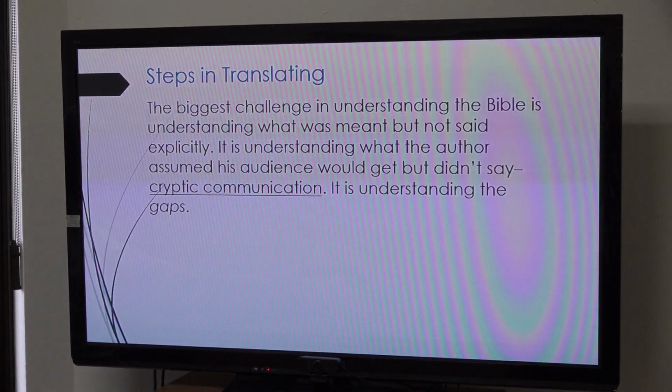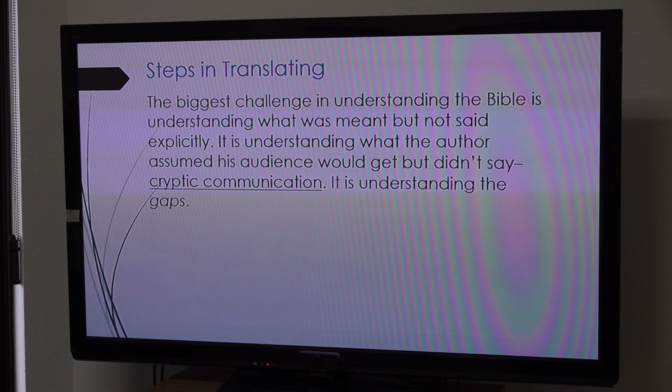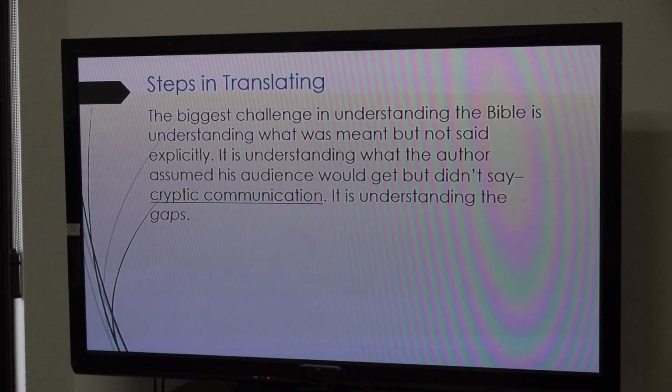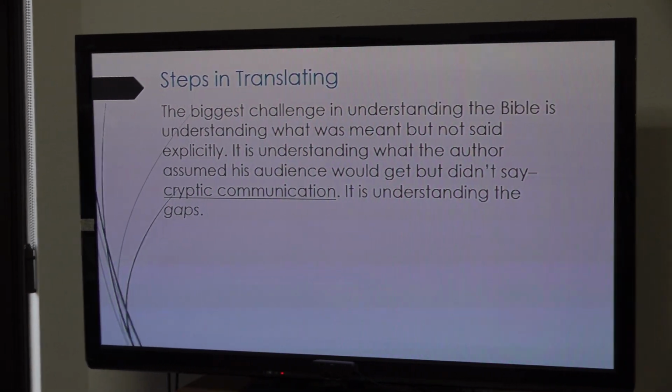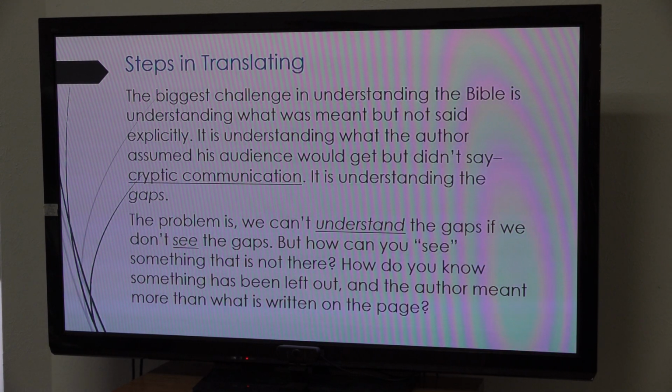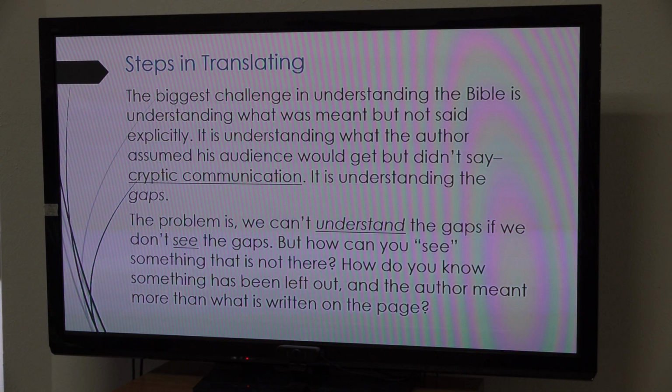So the biggest challenge in understanding the Bible is understanding what was meant but not said. It's understanding what the author assumed his audience would get, but he didn't have to say it, because of this cryptic communication principle that we've been talking about. In short, our goal is then to understand these gaps in communication. The problem is we can't understand the gaps if we don't see the gaps. If you don't realize the gap is there, then you will overlook it and you will not realize that it doesn't communicate the message.